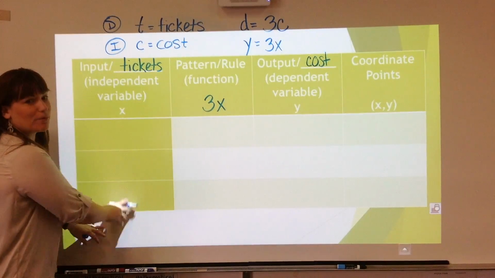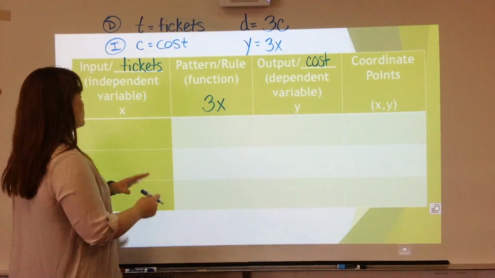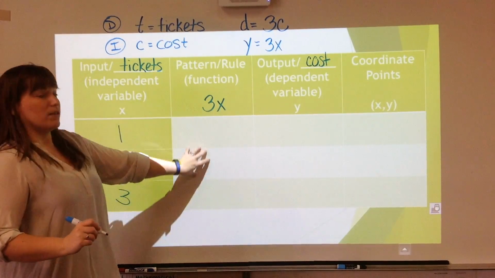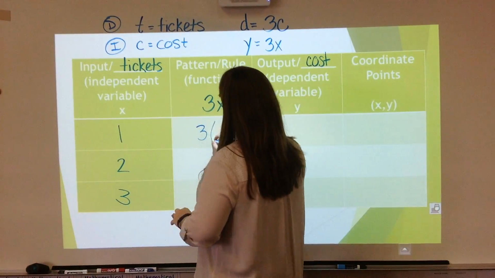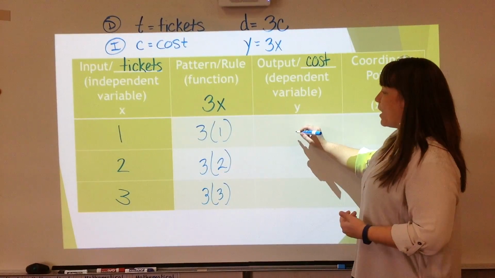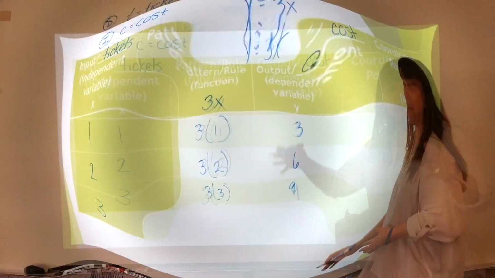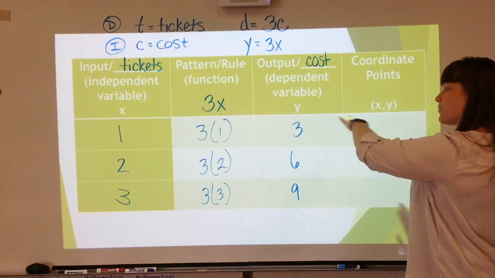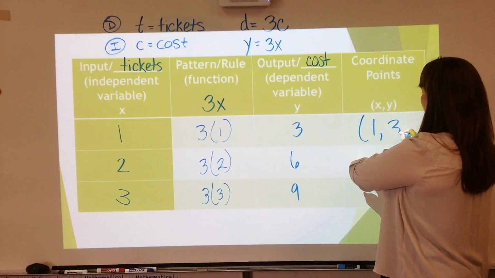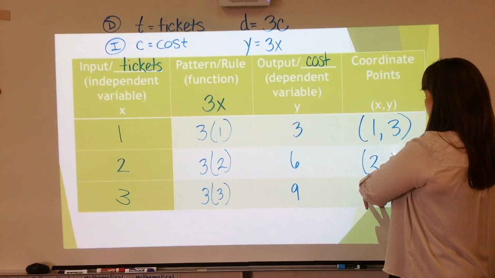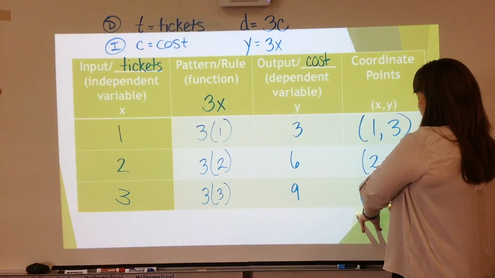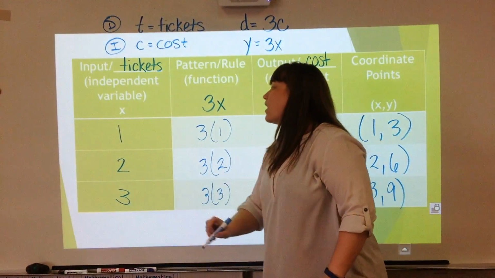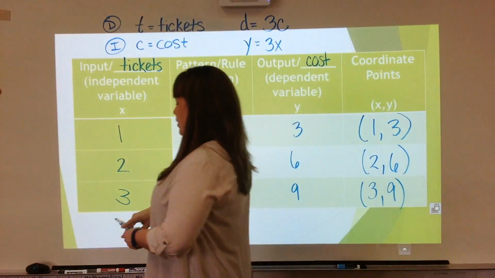Now we get to plug in any numbers we want, just like when we were making our own tables. So I'm going to start off with 1 ticket, 2 tickets, and then 3 tickets. In the center, I'm going to plug and flop. This is not new. And then I multiply across to get my y values of 3, 6, and 9. Now I'm going to stick my x numbers and my y numbers together going across. So this coordinate point is 1, 3. The second one is 2, 6. And the third point is 3, 9. Again, I'm taking the number from the x column and the y column and putting them in an ordered pair. I'm going to switch out my screen.